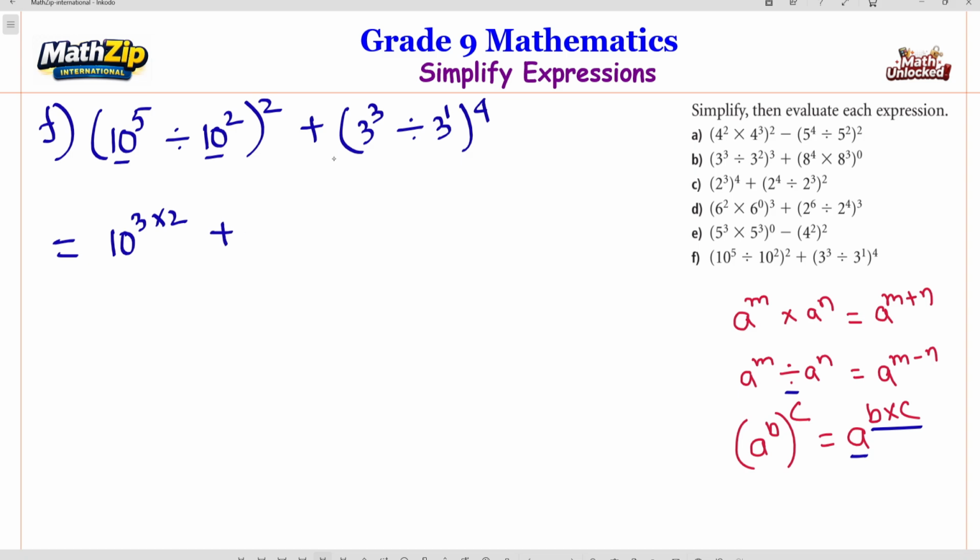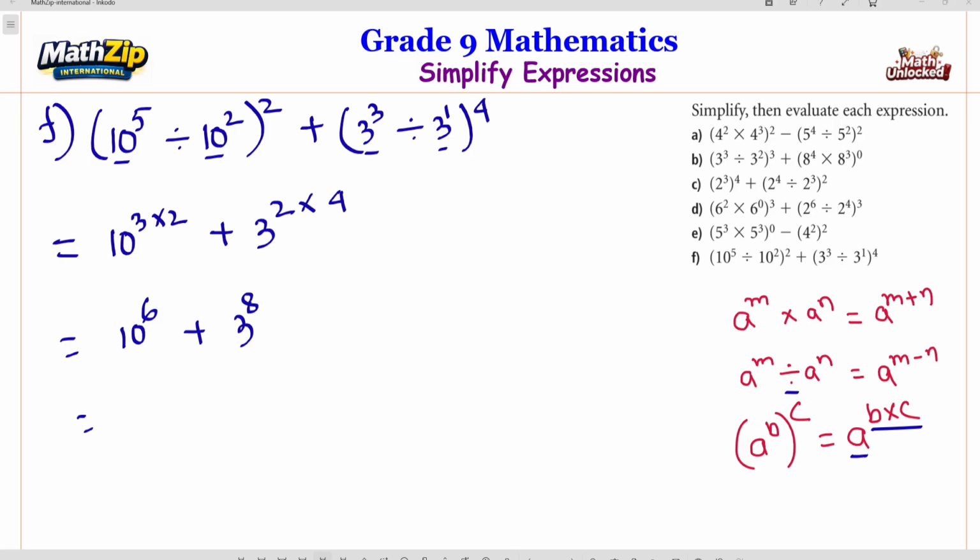Plus here is a base same thing. In division the powers will be subtracted, it means 3 minus 1, it's a 2, and then times 4. So here is 10 to the power 6 plus 3 to the power 2 times 4, it's 8.